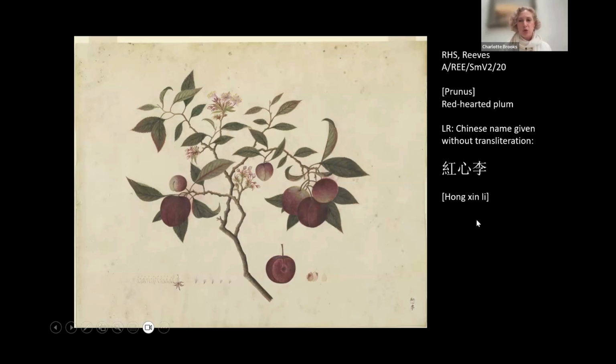So we've got two methods of transliteration, which I'm going to talk about in a little bit more detail. But bearing in mind the dates of these pictures predates the standardized Pinyin. So often what we find with a transliteration is it's a phonetic guide or a phonetic aid to the pronunciation of the plant names.